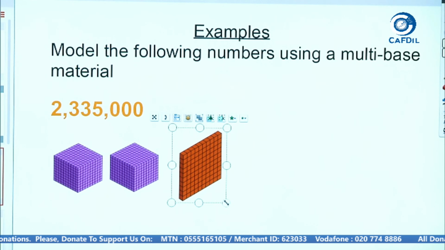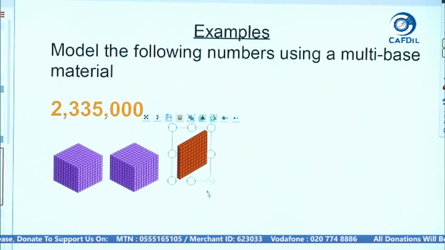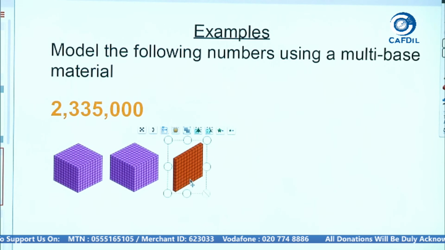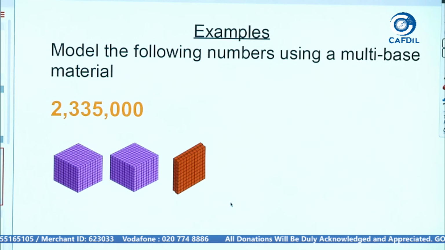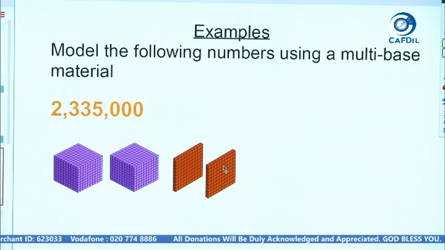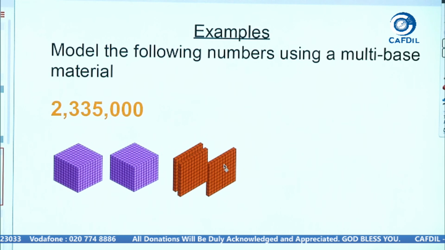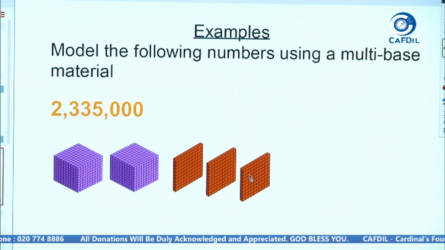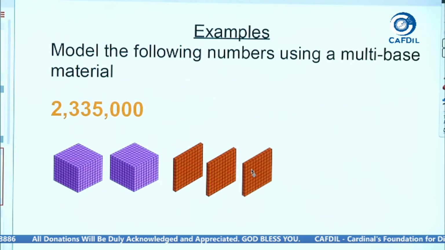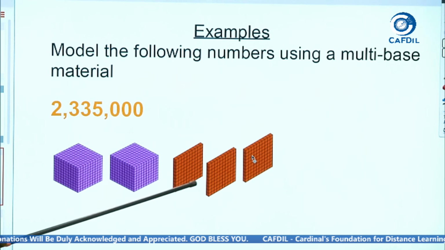And our flat is here. How many do we need? We need 3 because it is 300,000. If 1 is 100,000, then 300,000, it means we will need 3. So the 3, we have the 3 flats.